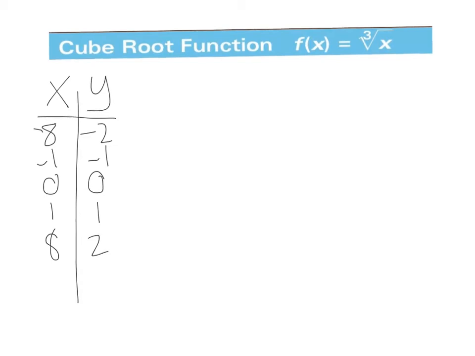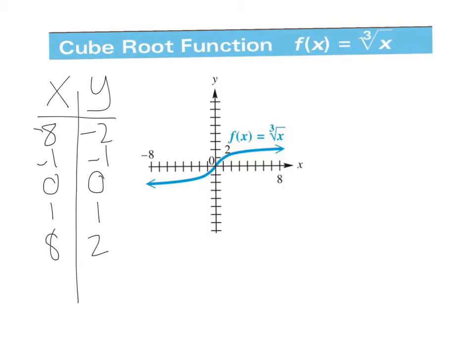So now if we plot those points, we can come up with our graph. Notice at negative 8, the y value is negative 2. At negative 1, the y value is negative 1. At 0, the value is 0. At x equals 1, the y value is 1. And at positive 8, the y value is 2. If you just connect all those points, assuming you could actually draw better than me, which shouldn't be that hard, you would get that graph.